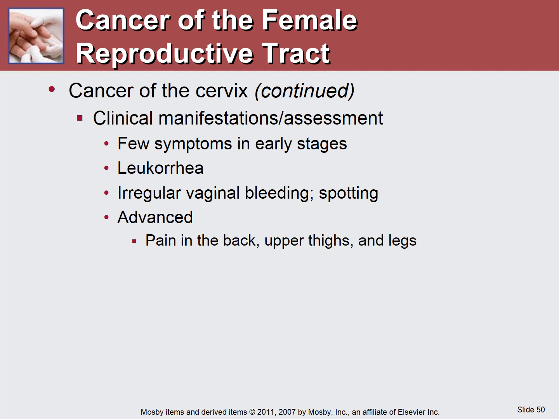So what are the clinical manifestations? Again, few symptoms early in the stage: leukorrhea, irregular bleeding, spotting, and in advanced stages, there's back pain, upper thigh, and leg pain. Next slide.